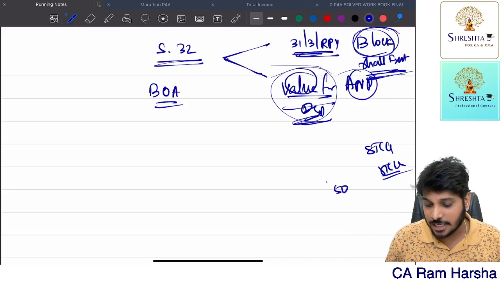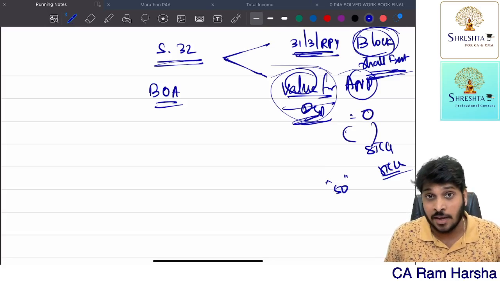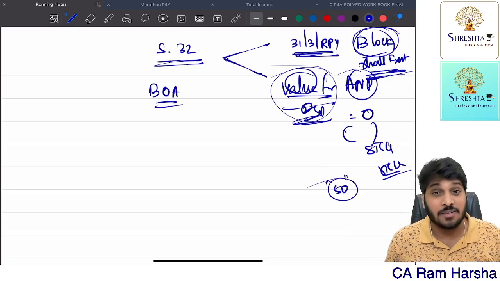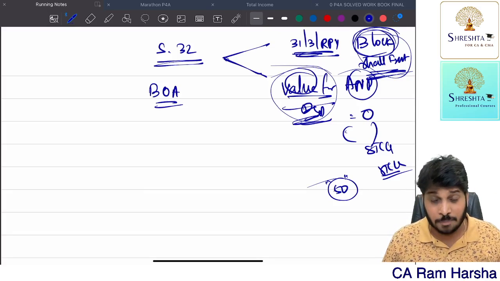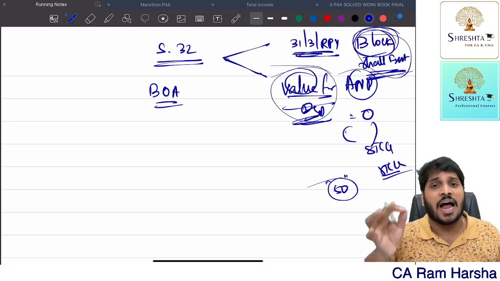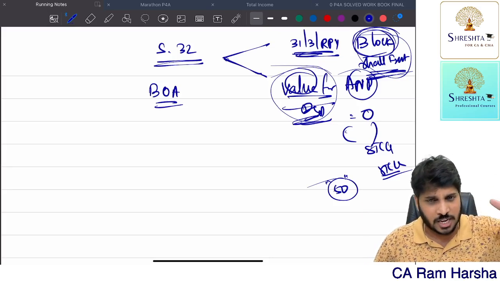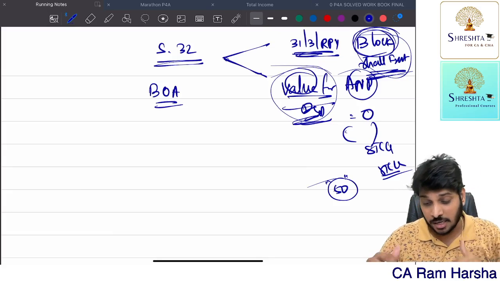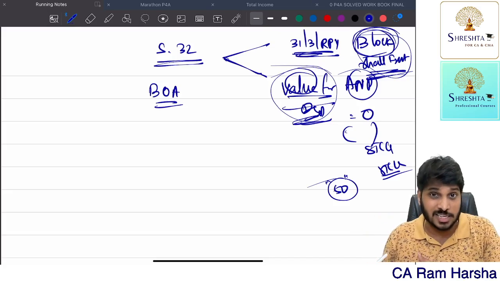In both the cases, section 50 will apply. If value is 0 or value is going to be negative, then depreciation will not apply. Section 50 capital gains will apply. If block itself is not there, section 32 will not apply. Section 50 capital gains will apply. And in the capital gains part 1 video of the marathon, getting a revision, which I have already uploaded, in that you will find how to calculate capital gains on depreciable assets. There I told all these points once again.